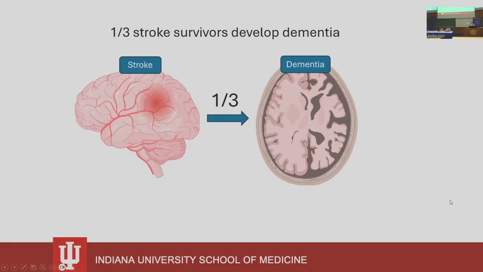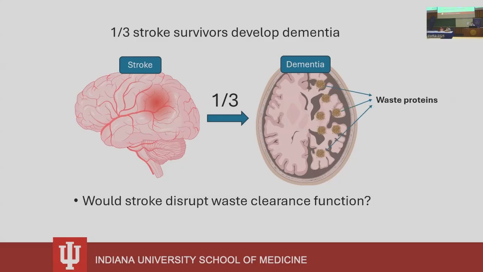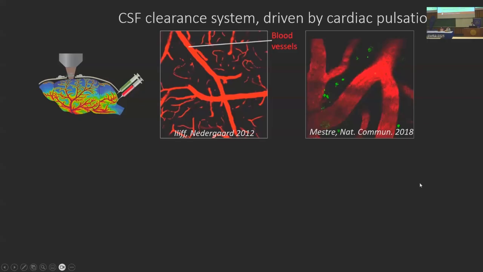We know that a third of stroke survivors develop dementia in the next few years, and we know dementia is related to waste clearance function. So will the stroke itself disrupt waste clearance function? That's an interesting question to ask.